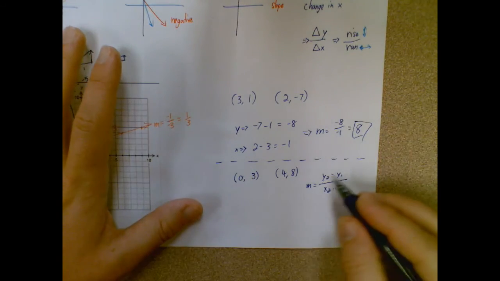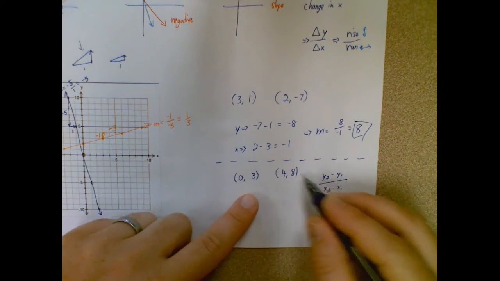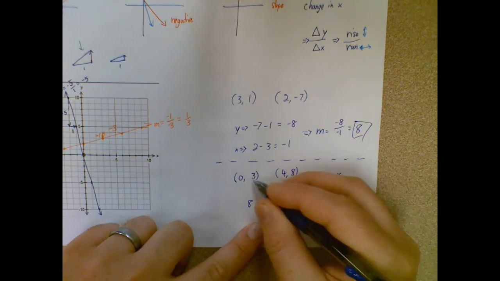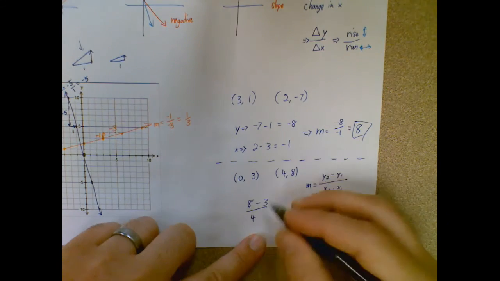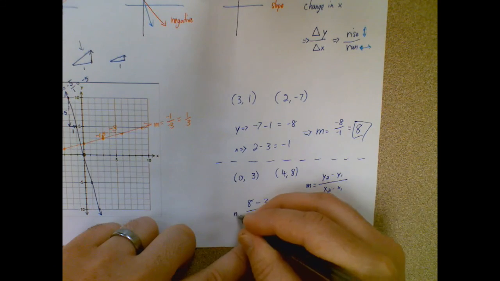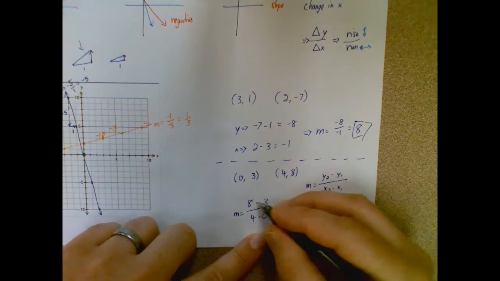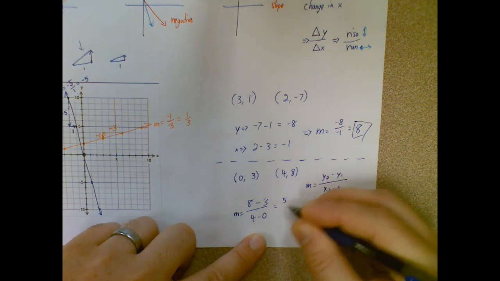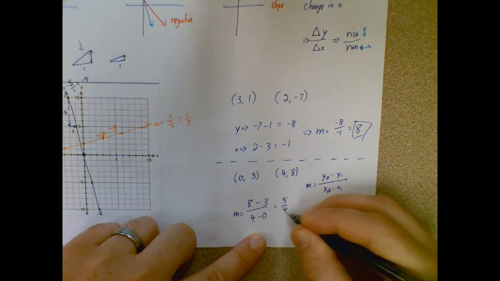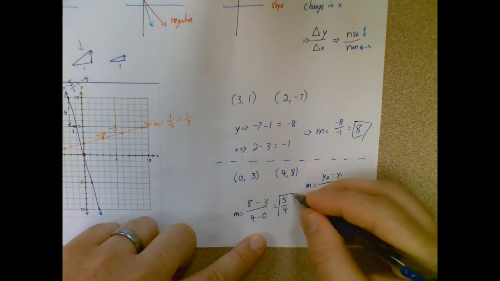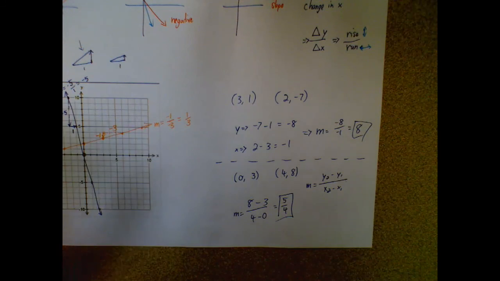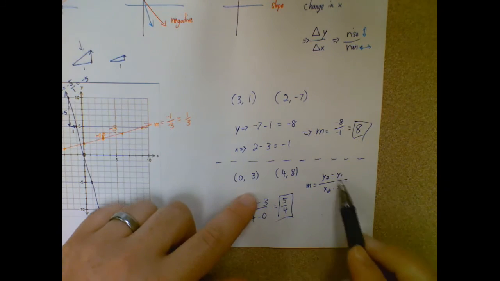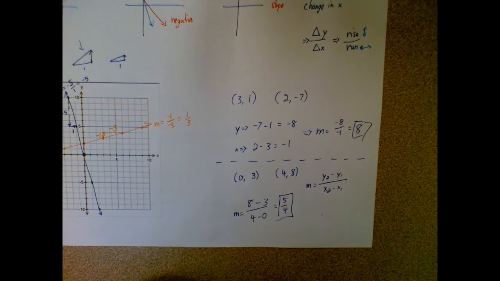All right, so if I plug these in, the second y coordinate is 8, minus the first y coordinate, 3, over the second x coordinate, 4, minus the first x coordinate, 0, and I just clean it up. 8 minus 3 is 5, 4 minus 0 is 4. There's nothing to clean up here. Your answer is 5/4. Okay, so just take your time. Once again, be careful with your negative signs, and be very careful with the order when you plug them in. You should be okay.